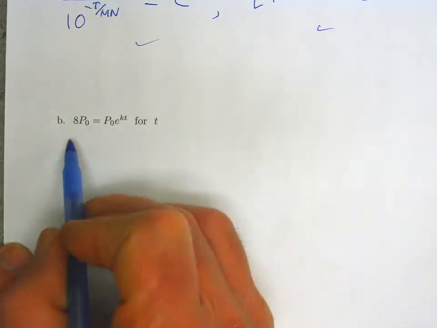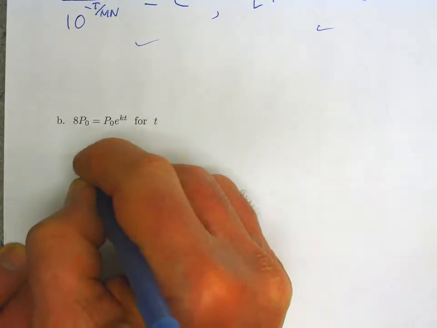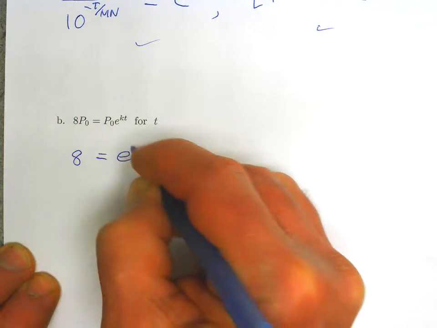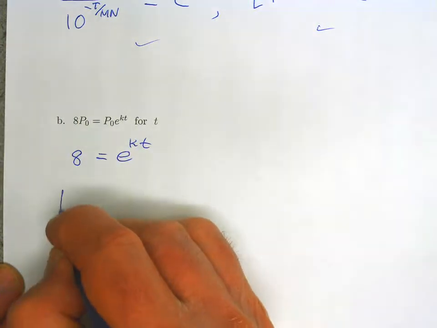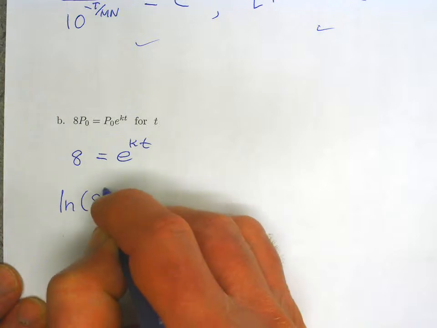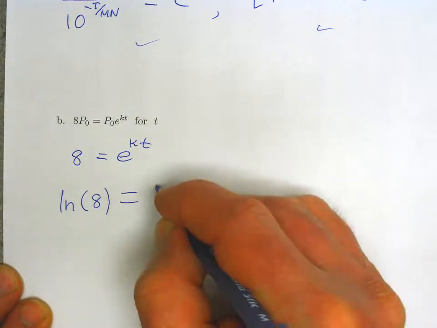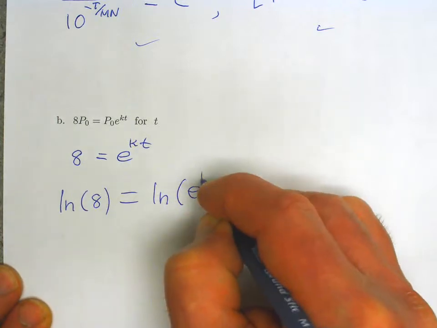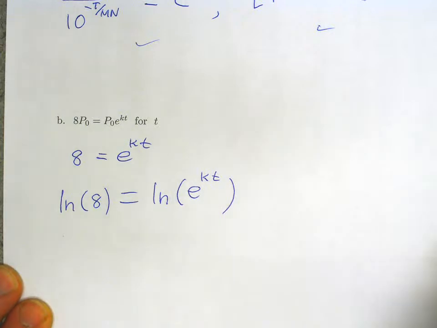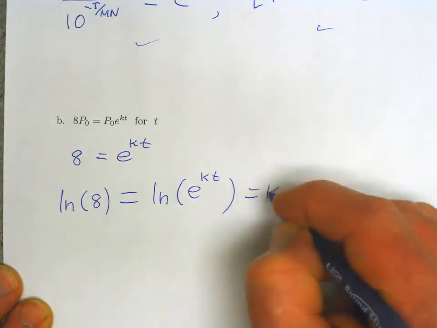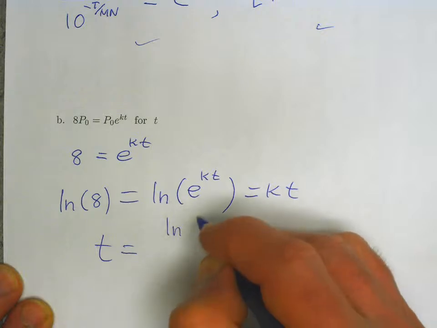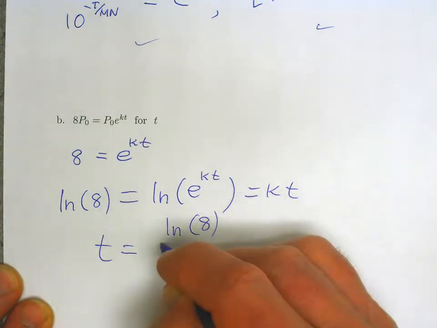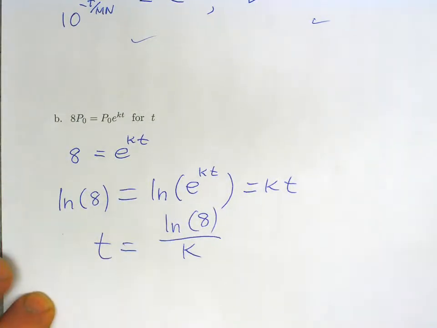So first divide both sides by p sub 0, and we get 8 equals e to the kt. We want to solve for t. T is in the exponent, so take the natural log of both sides. The natural log of 8 equals the natural log of e to the kt. The natural log of e to the kt is kt, and we want to solve for t, so we just divide both sides by k. The natural log of 8 divided by k.